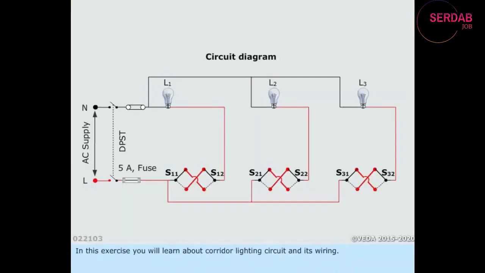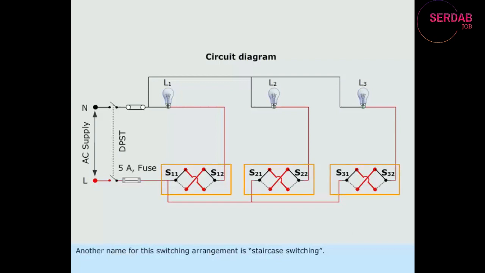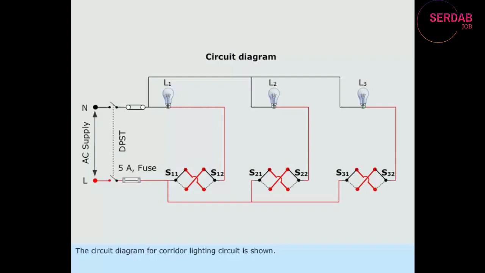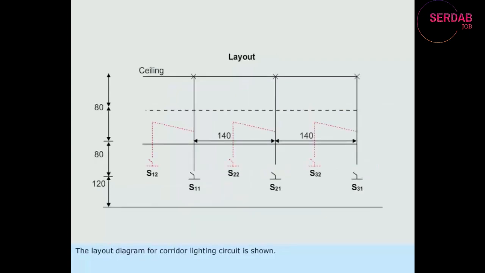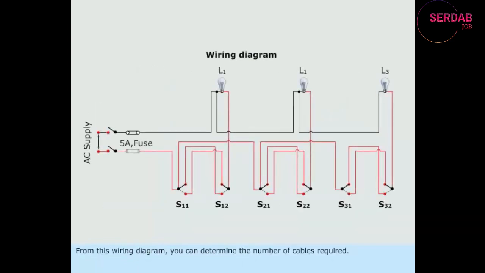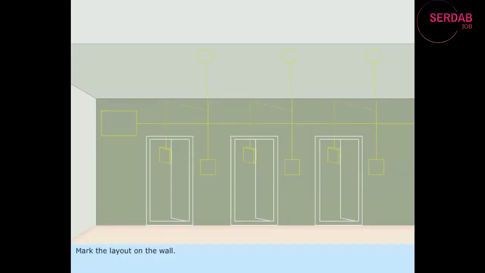In this exercise, you will learn about corridor lighting circuit and its wiring. Another name for this switching arrangement is staircase switching. The circuit diagram for corridor lighting circuit is shown. The layout diagram for corridor lighting circuit is shown. From this wiring diagram, you can determine the number of cables required. Mark the layout on the wall.